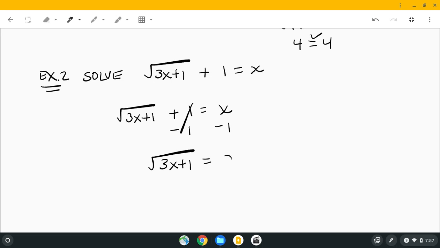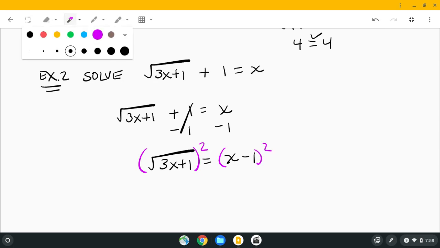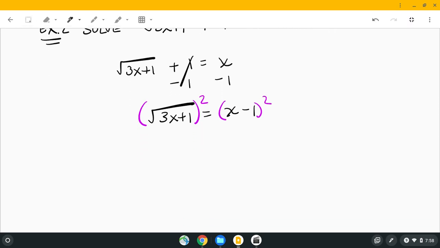And then once you isolate the radical, you can go ahead and cancel the radical. We do that by squaring both sides. Okay, so this one, same process. It's just that over here on the right-hand side, it's going to be a little different when we square. So x minus 1 squared, that means x minus 1 times x minus 1.